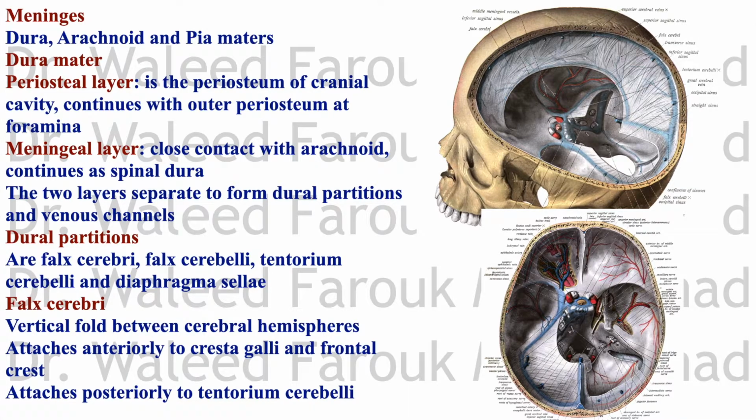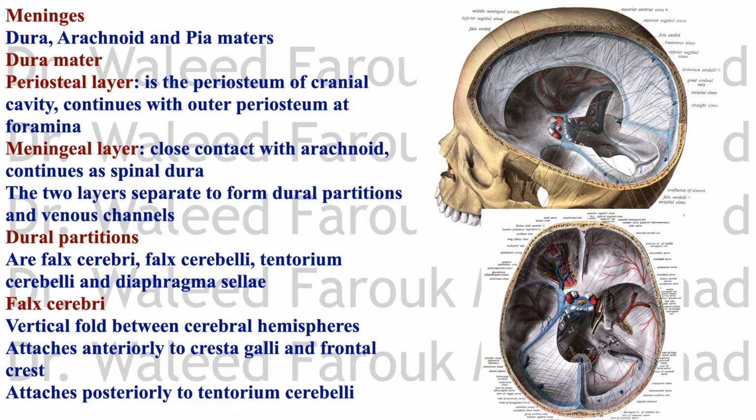The meninges are three layers from outside inwards: the dura mater, the arachnoid mater, and then the pia mater. The dura and arachnoid do not go with the sulci and gyri of the brain, but the pia mater is adherent to the brain tissue and goes into the sulci and gyri. Remember that.